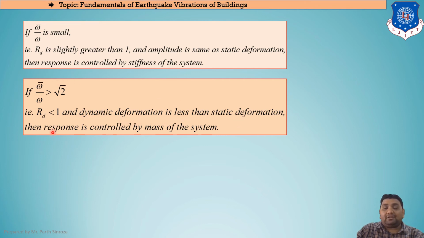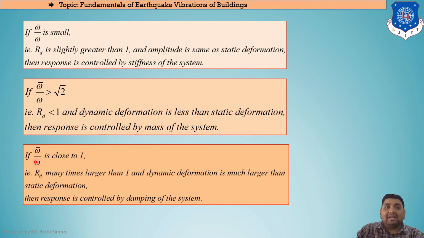And the third case is this: when omega dash upon omega, that is our small r, is close to 1, then Rd, our magnification factor, is many times larger than 1 and the dynamic deformation is much larger than the static deformation. Whenever the dynamic deformation is much higher than the static deformation, we need to provide damping to the system. Clear?